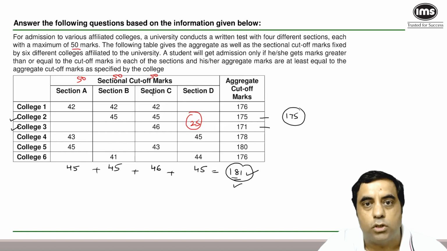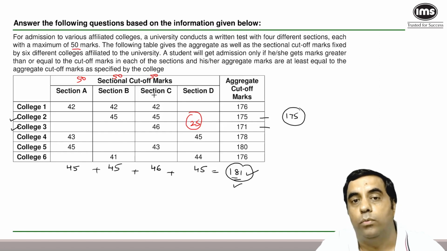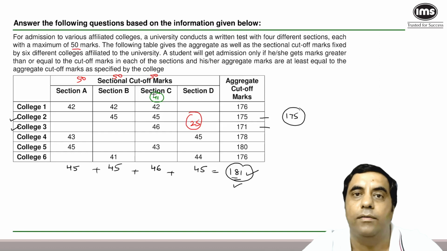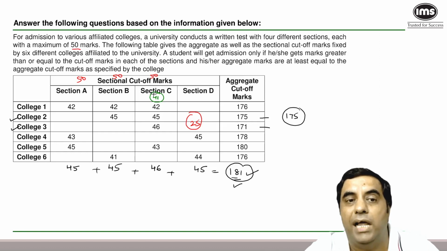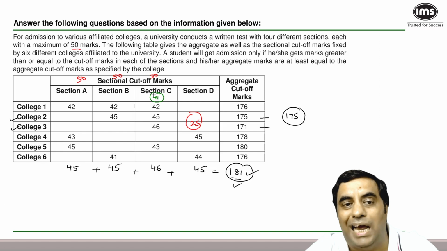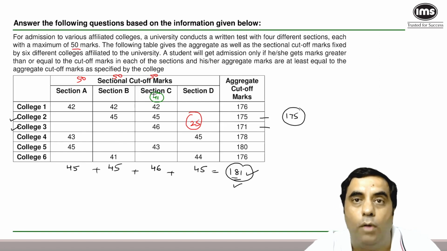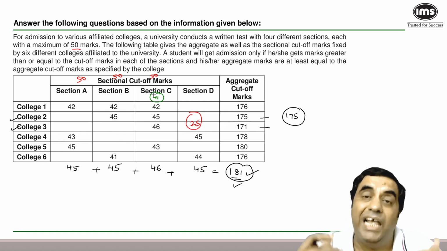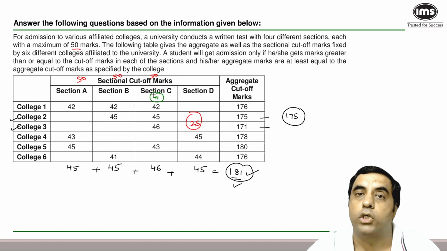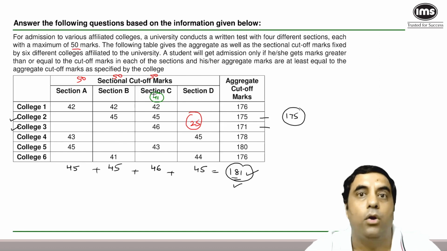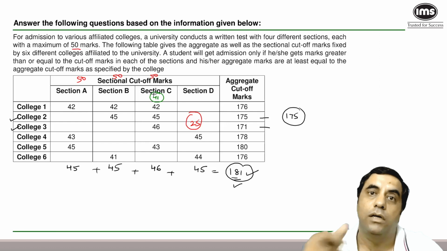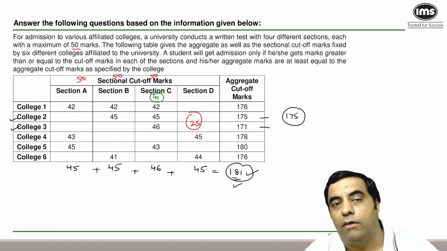If he gets a score less than 42, let's say he gets a score of 41, then we know that he is not able to clear the cutoff for 1, 2, 3, and 5. That means he will not be considered for these 4 colleges, irrespective of his total score, whatever it is, as large as possible, but still he will not be considered. Why? Because of the sectional cutoff. So 1, 2, 3, and 5 are out of the picture.